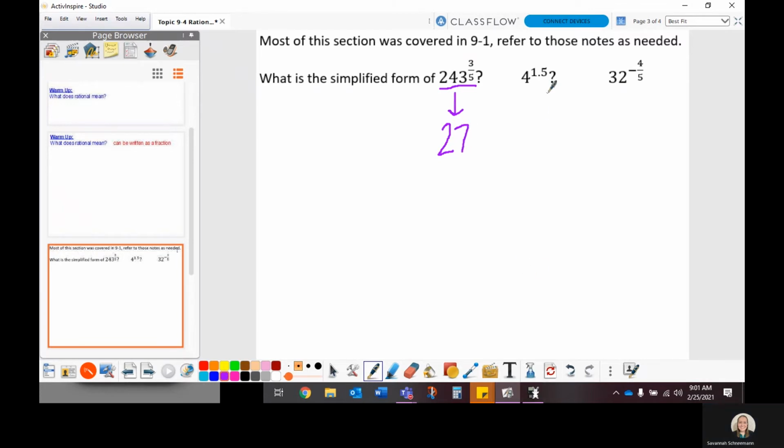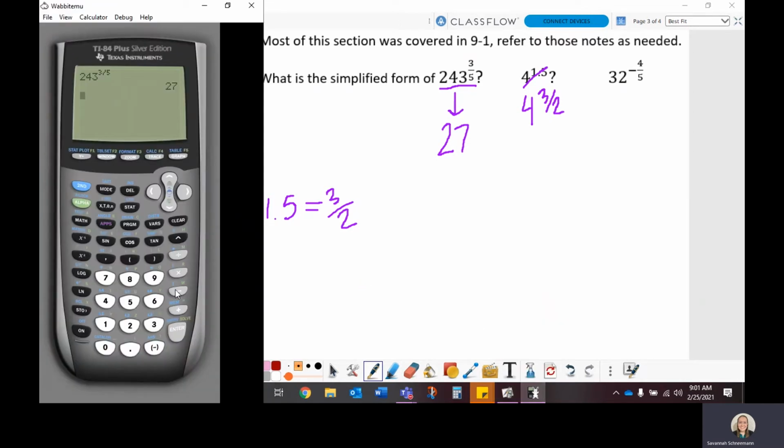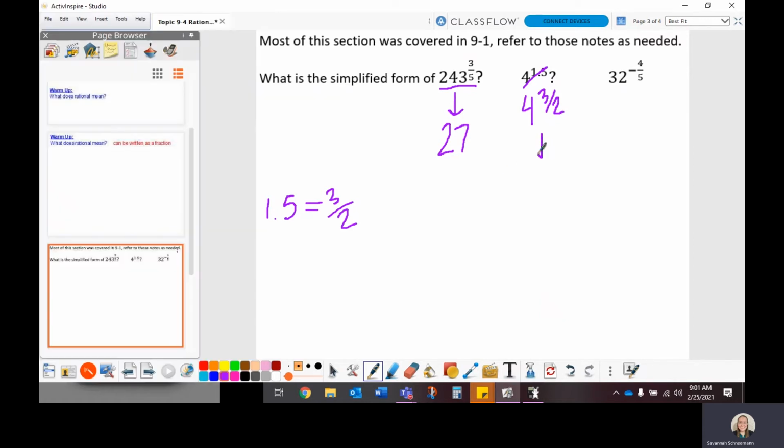27. I'm just going to draw an arrow and write 27. Now this 4 to the 1.5 power, that is not in fraction form. We want to write it in fraction form because we want it to be a rational exponent. So 1.5, we need to convert that to a fraction. 1.5 is equal to 3/2. So instead of 4 to the 1.5, we're going to have 4 to the 3/2 power. Going back to our calculator, I'm going to do 4 raised to the 3/2 power and hit enter, and that gets us 8.